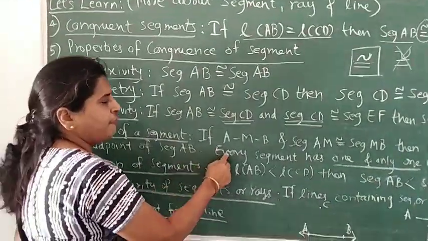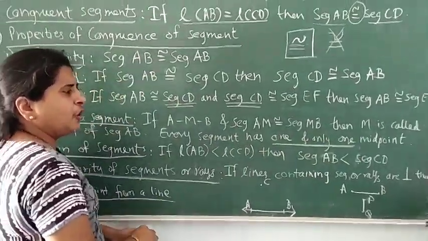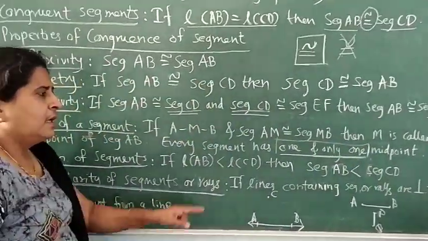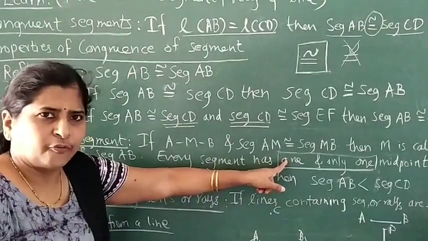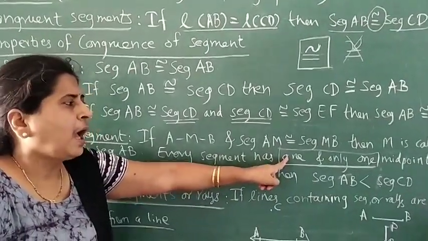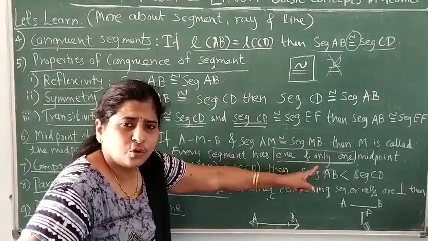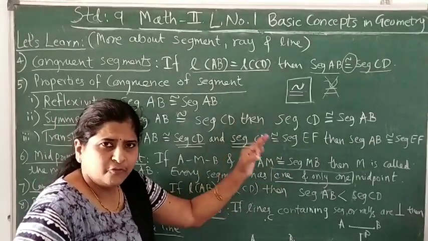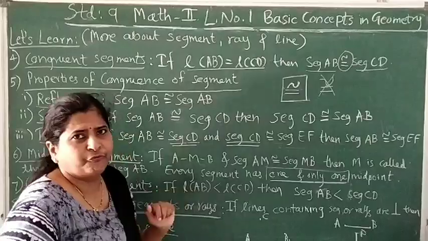And my dear student, every segment has one and only one midpoint. What is the meaning of this terminology, one and only one? It means every segment has one midpoint. For sure it has one midpoint and not more than one. It means only one. So, exactly one midpoint. Every segment has exactly one midpoint. It is written in mathematical language like this, one and only one.